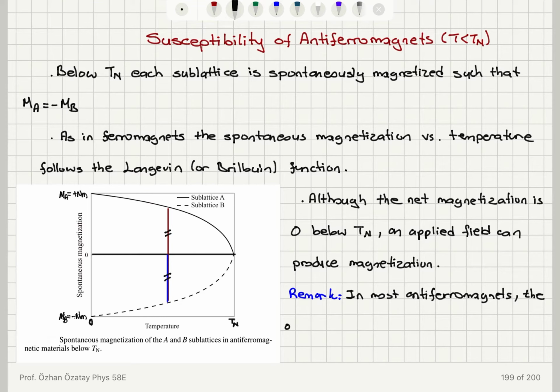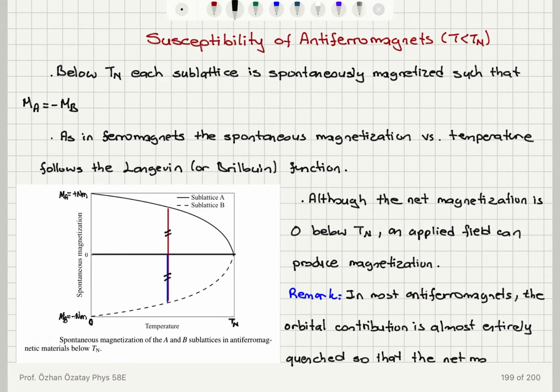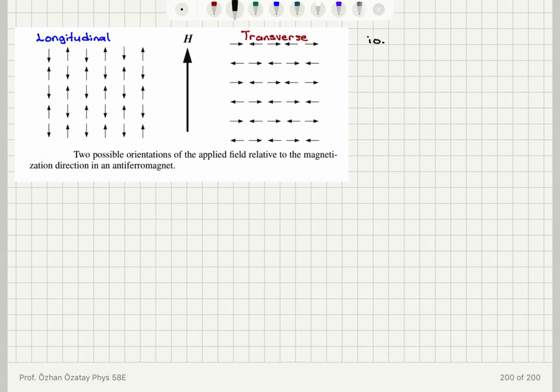The orbital contribution is almost entirely quenched, so that the net moment per ion is primarily due to spin.